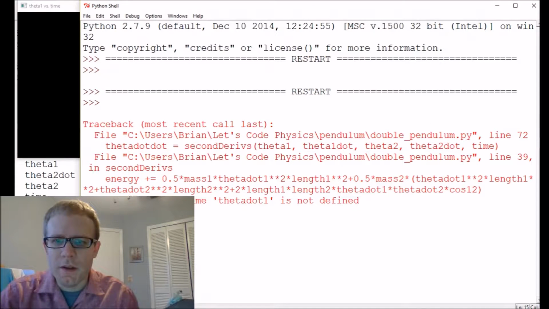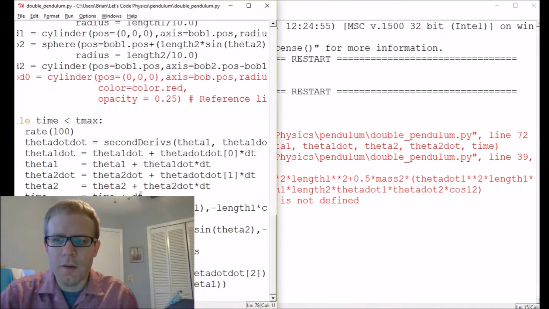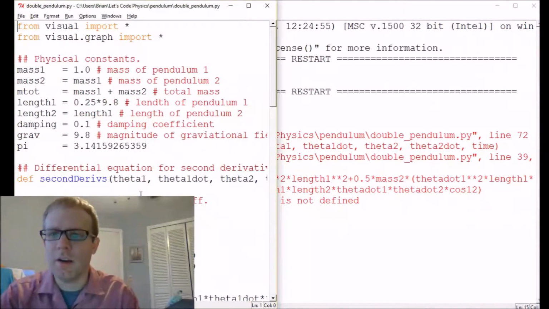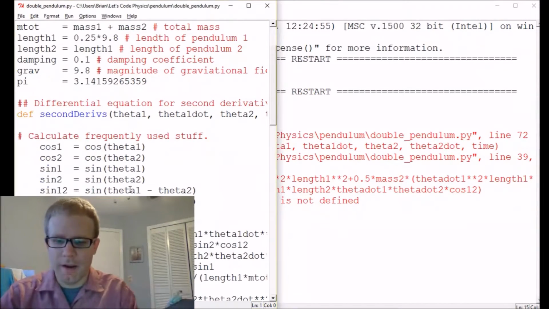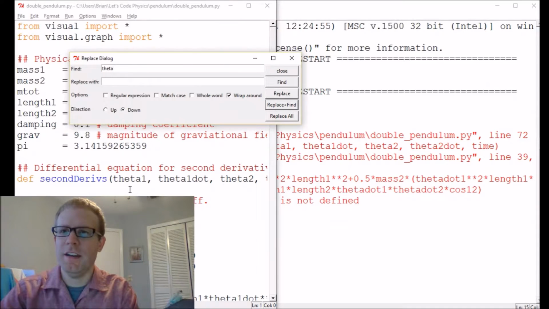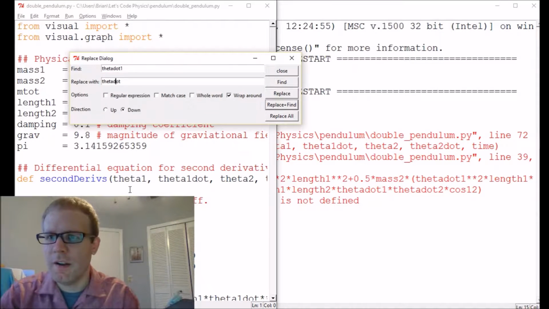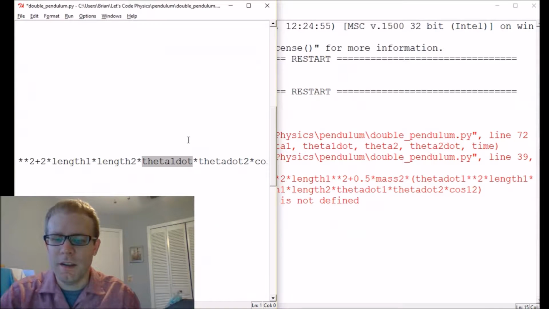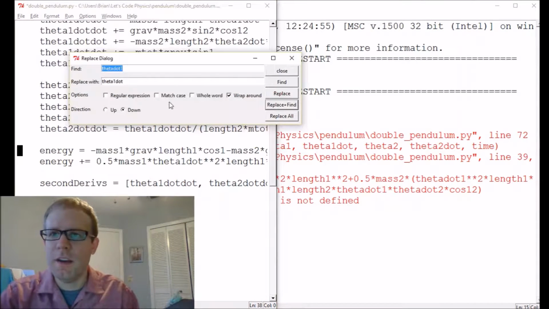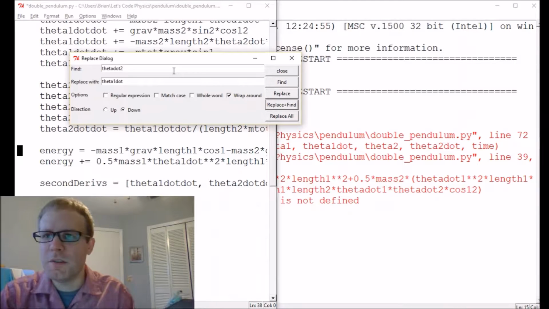Oops. Theta dot 1. Oh, it must be, I call it theta 1 dot, excuse me. All right, so let's do a replace theta dot 1 with, all right, there we go. Theta dot 1, replace that with theta 1 dot. Replace all. Thank you. And now do the same thing, but with the 2's.